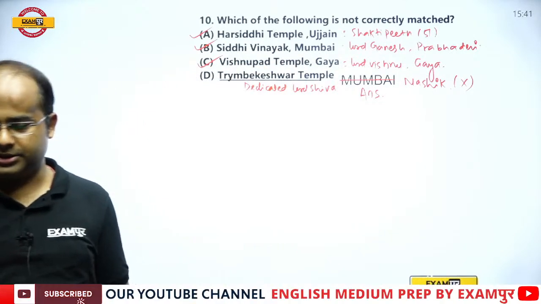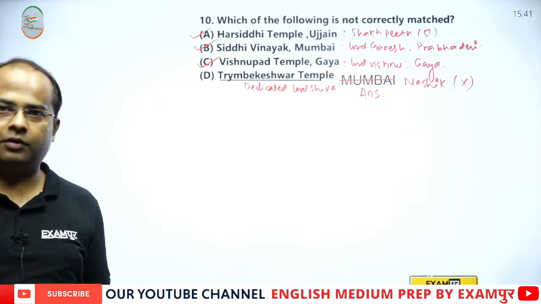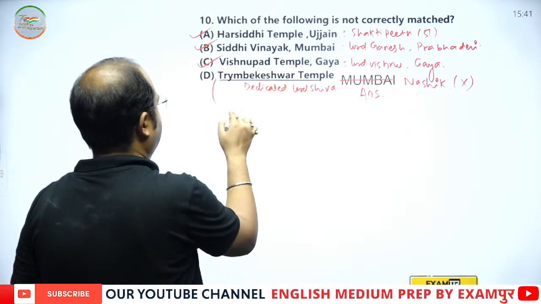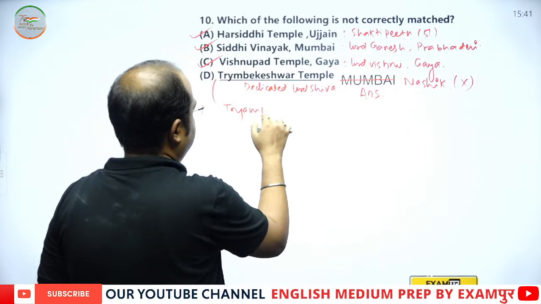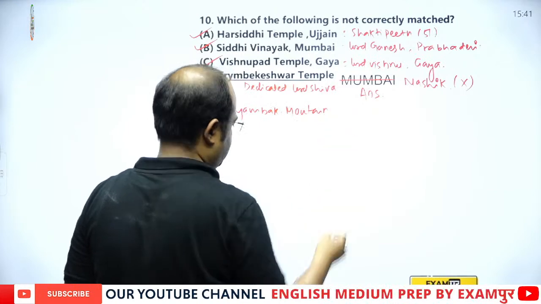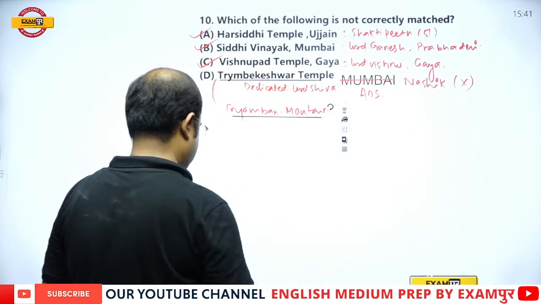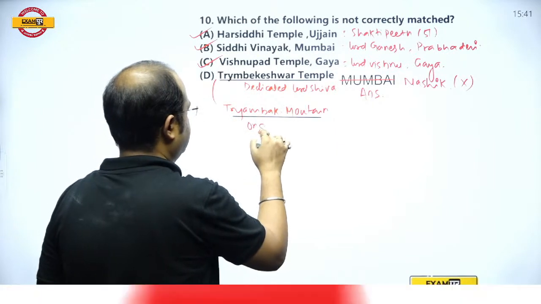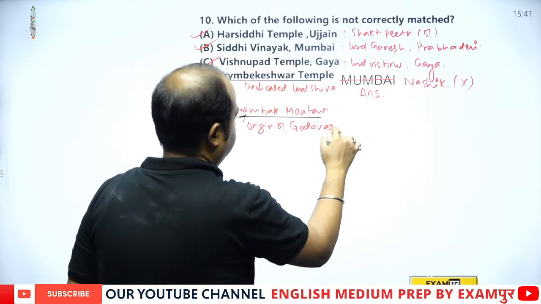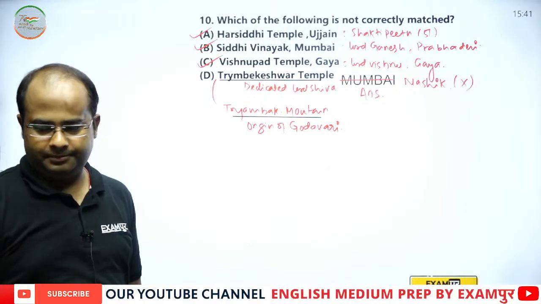It is in Nasik. And here you will find Triambak mountain, from where the origin of river Godavari is. So there is Triambak mountain, from where you will find the origin of Godavari. Therefore, the correct answer will be, guys, option D.